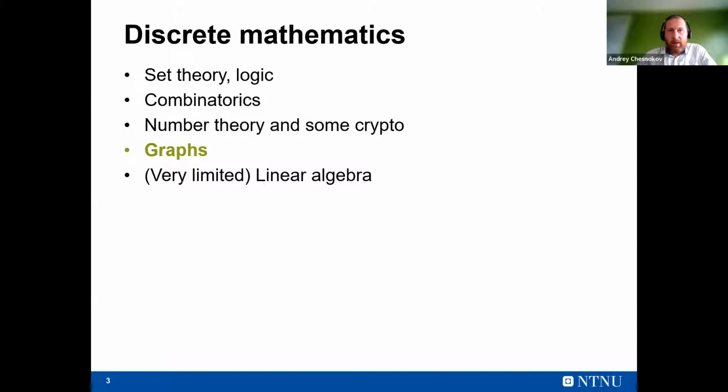The course, well, it's not called discrete mathematics, but that's what it essentially is, consists of the following parts. There is some set theory and elementary logic, some combinatorics, some number theory and related crypto like the RSA algorithm. We have some graph theory and a little bit of linear algebra, but in a very limited way, like solving linear equations and not much more than that.